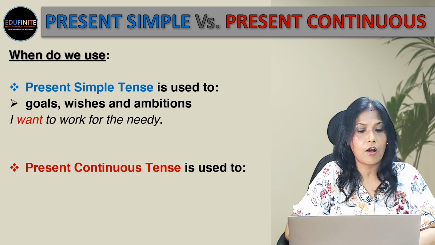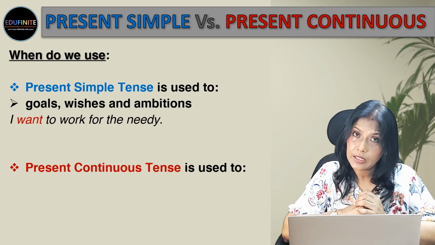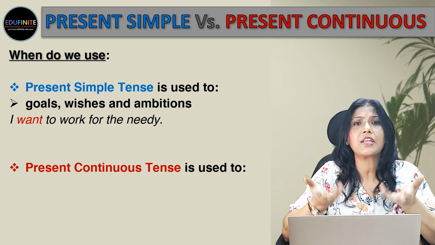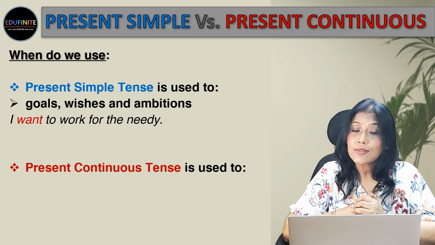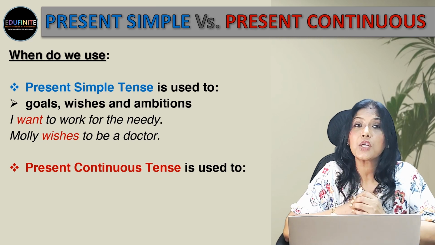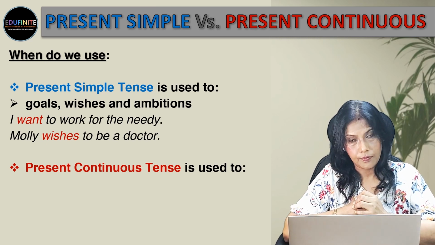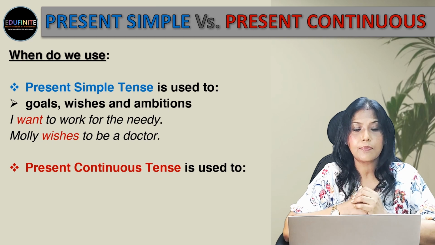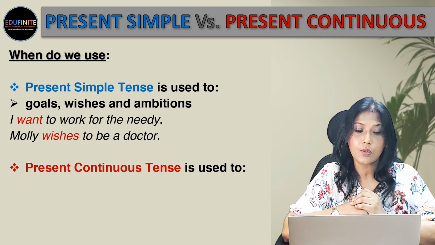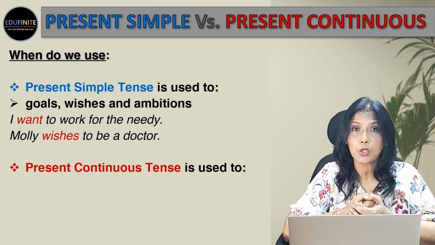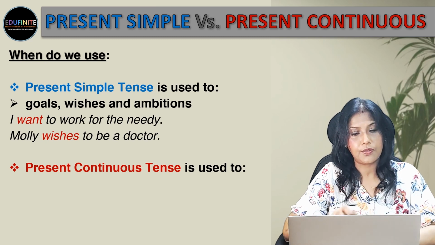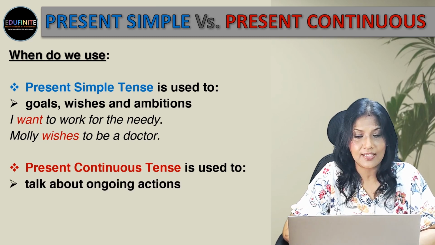So the sentences are, I want to work for the needy. What do I want to do? I want to help the needy, so I want to work for them, for their upliftment. So we use the present simple tense. Okay, next. Molly wishes to be a doctor. Here, again, wishes, that's the present simple tense. Molly being singular, we have added es to it. So Molly wishes to be a doctor. So that's her ambition, or that's a wish, to be a doctor. Okay, next we move on to present continuous tense.